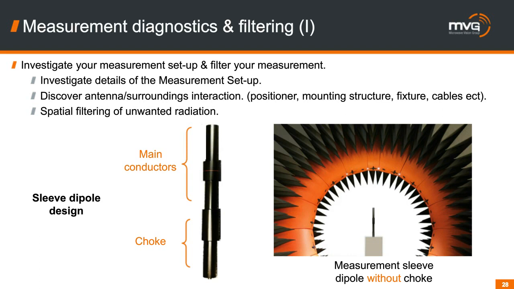To show this functionality, we consider as example a sleeve dipole at 1,800, and here the design of the antenna is depicted. The antenna is supported by two radiators and a choke for minimizing the interaction with the feeding cable. For our test, we voluntarily remove the choke from the antenna to create an interaction with the cable in the measurement setup. The near-field radiation pattern of the antenna has been measured in the Starlab system at 1,600 meters.